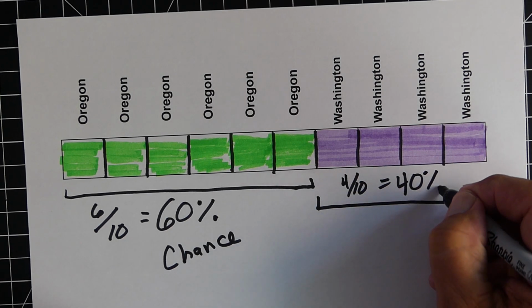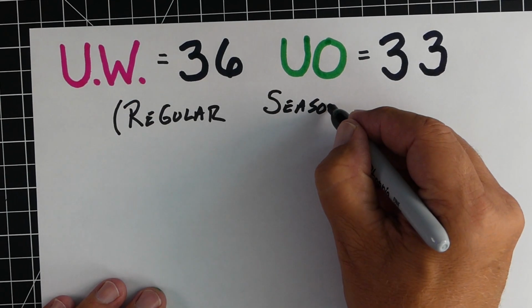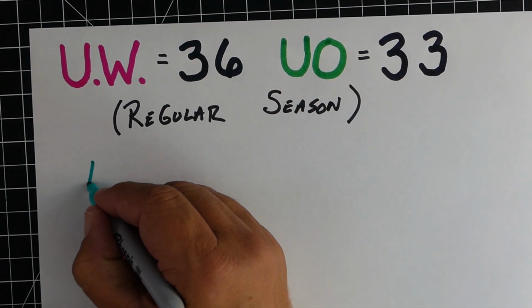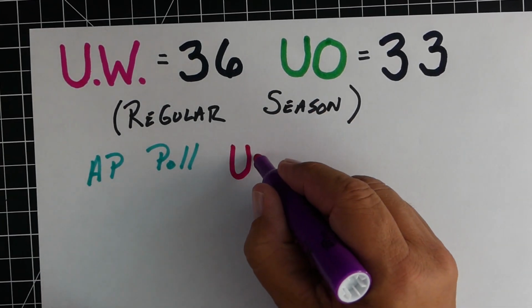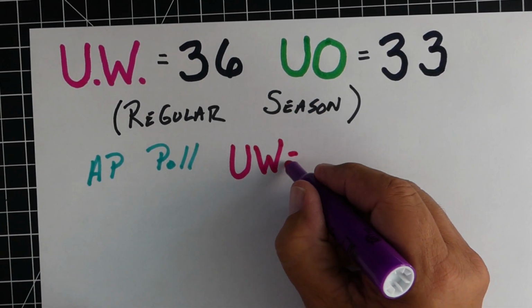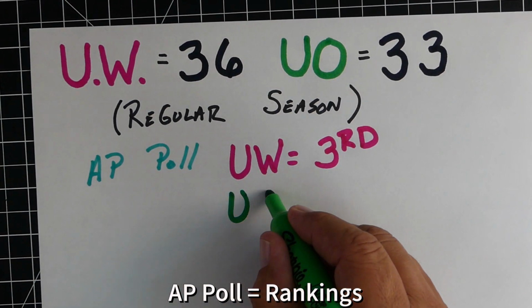So what actually happened when they played? Well, Washington actually won the game in a very good game during the regular season by 3. Now, when the Associated Press poll came out, which did their rankings, just like you'd expect, the University of Washington was ranked ahead of Oregon. Washington was 3rd in the AP poll.